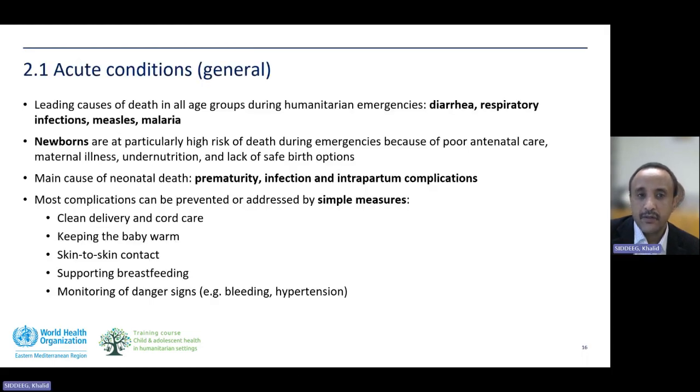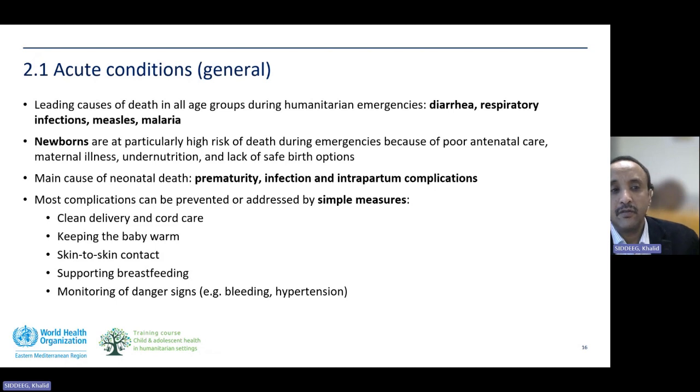Starting with acute conditions, we know that besides trauma and injury, acute conditions are the leading causes of death in all age groups in humanitarian emergencies. Diseases like diarrhea, pneumonia, measles, malaria, meningitis, and dengue fever are all leading to a huge number of deaths in humanitarian settings. Also, newborns have their own acute conditions, and newborns are in particular at high risk of death around the time of birth.